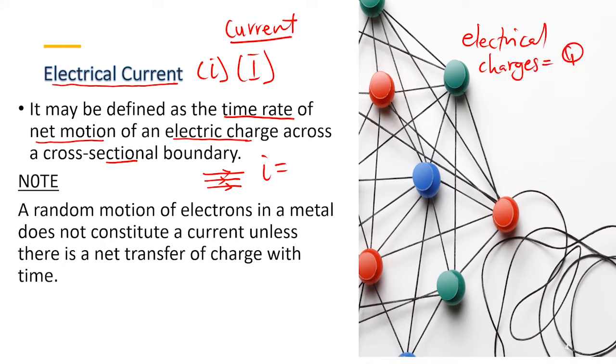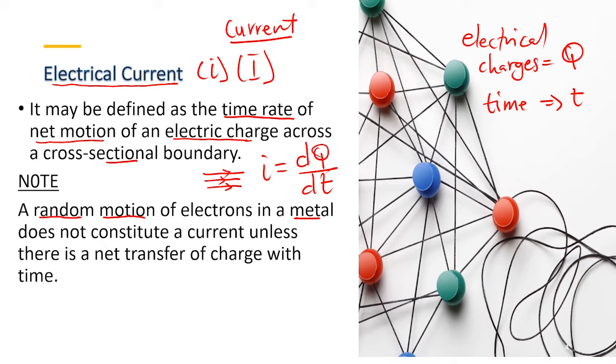And the time rate, time, is also denoted by T. Therefore, current is dq on dt. The time rate, this is calculus. The time rate of net motion of electrical charges is current. Let's note something about random motion. We are starting electricity, so we should get the basics into details, and this will help us a lot. The random motion of electrons in a metal does not constitute electric current.